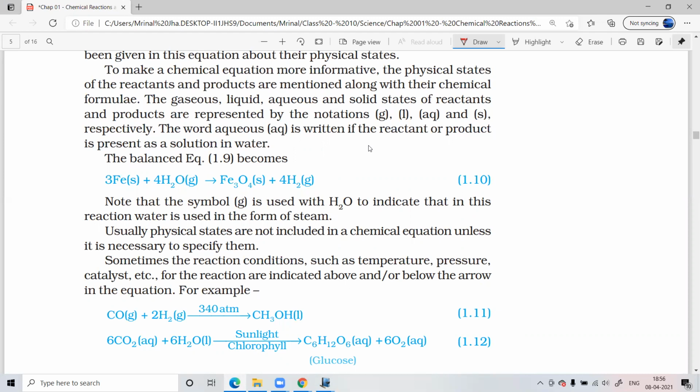So these states are also important: solid, gas, whatever it is. Solid and gas are very easy, S and G for that. For liquid, you don't write L. That's not correct, okay? You normally write aqueous solution or something. So aqueous is also there and liquid is also there. You can write liquid also.